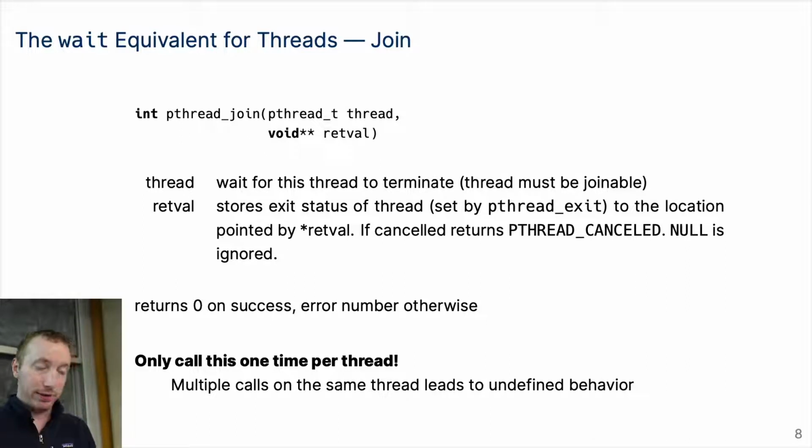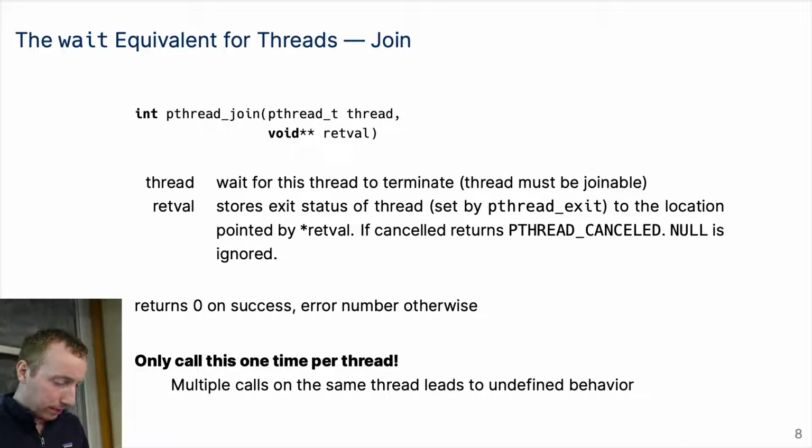So it basically just stores the exit status of a thread set by pthread exit. So there's an equivalent of exit. It stores it to the location pointed at by return value. There's something called a cancel thread, which is like an error, but we can ignore that for now. And if it's null, it's just ignored. So you don't have to capture the return value if you don't want to. Otherwise, it will be capturing whatever that thread exited with.